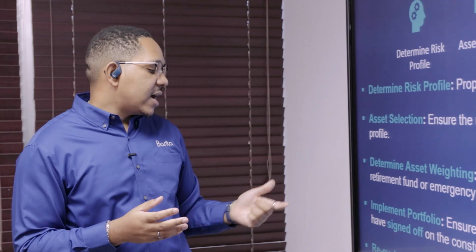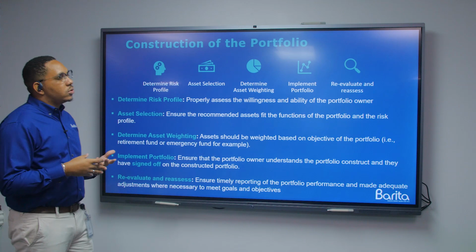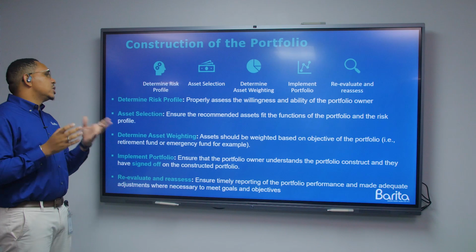And finally, when you reevaluate and reassess your portfolio, you ensure timely reporting of the portfolio performance and make adequate adjustments where necessary to meet the goals and objectives, right? So you want to ensure that you are constantly checking the portfolio. Every month I send an update: this is how your portfolio performed last month. How are you feeling about it? Do you want to change anything? You communicate with the client.